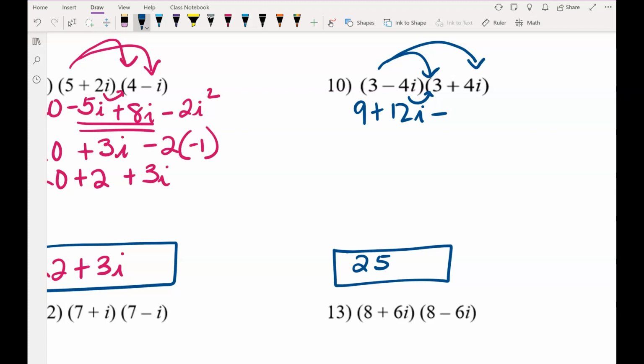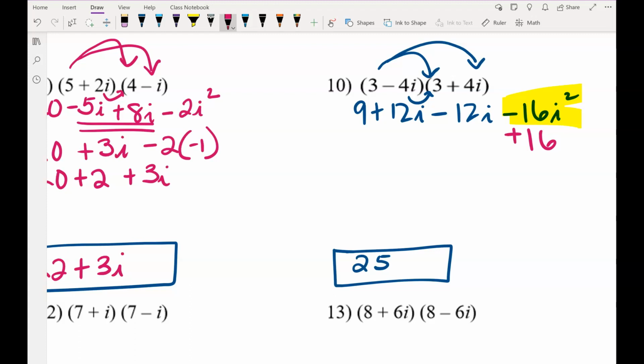Negative what in the middle? Negative 12i. All right. Negative 4i times positive 4i is negative 16i squared. Can I change it straight up to positive 16? Yes. So you can write negative 16i squared, students. Or if you're super comfortable, you can go, you know what? I know i squared is negative 1. Negative 1 times negative 16 is positive 16.